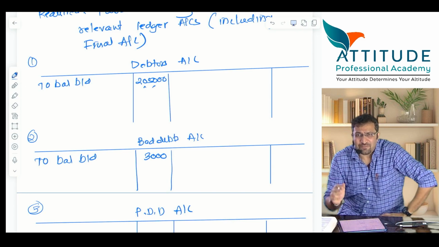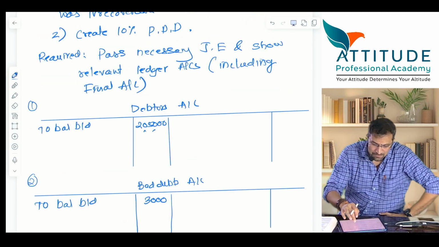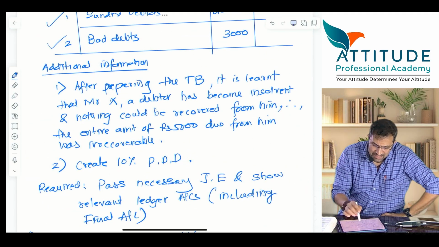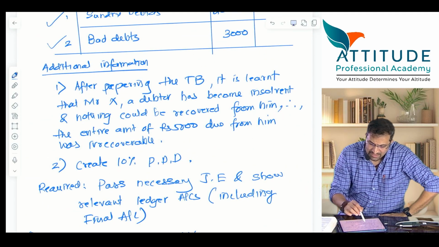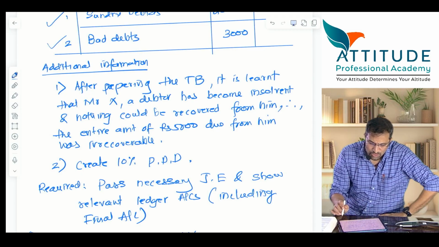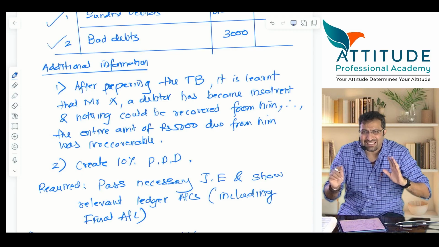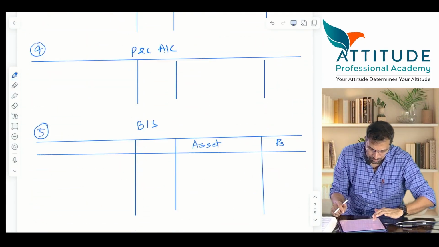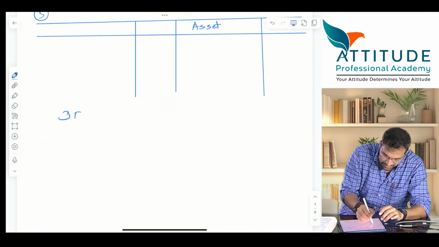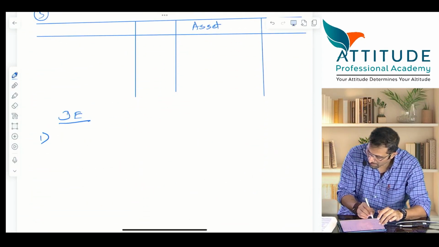Now look at the additional information. First additional information. What is that? After preparing TB, it is learned that Mr. X, a debtor, has become insolvent as nothing could be recovered from him. The entire amount of 5,000 due from him was irrecoverable. This is a bad debt entry. What entry? Come on, journal entry. Below, first, bad debt entry.